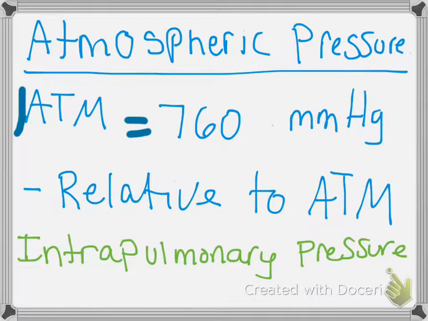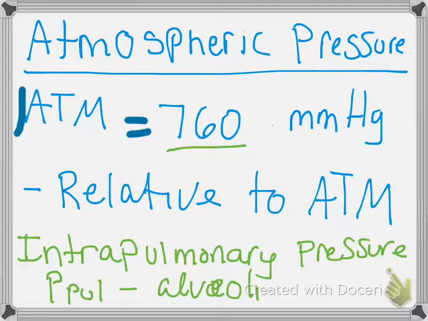And sometimes it is abbreviated to P subscript pul. And this is the pressure within the alveoli. And something to know about intrapulmonary pressure, it will eventually equalize to atmospheric pressure. So when we inspire, we reach a certain threshold, and that threshold is atmospheric pressure. And once it does that, we are able to begin the second phase of pulmonary ventilation, which is expiration.